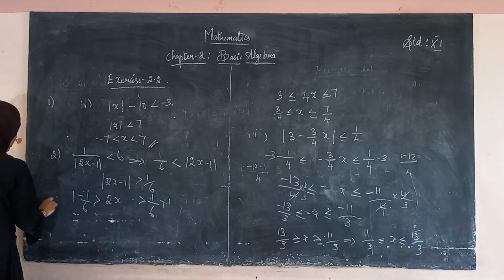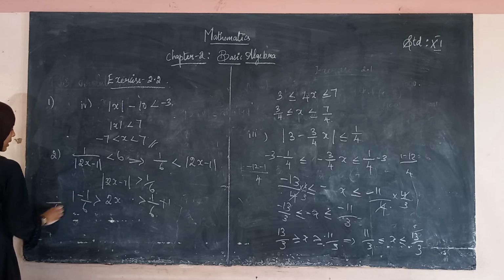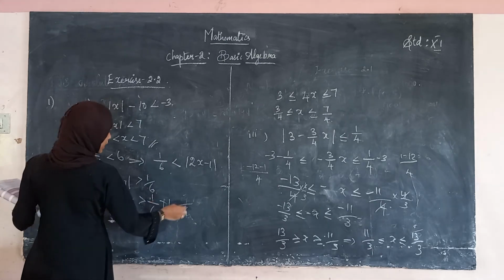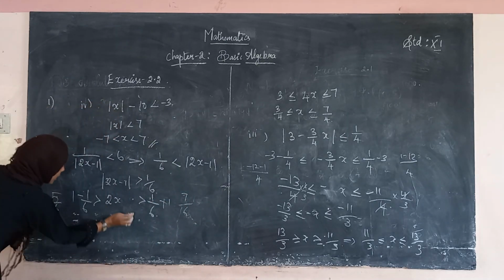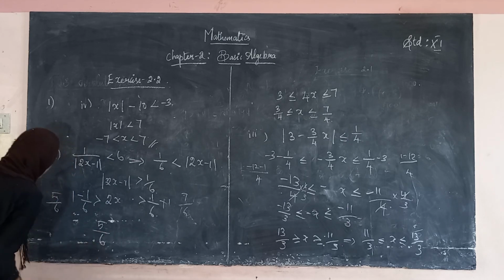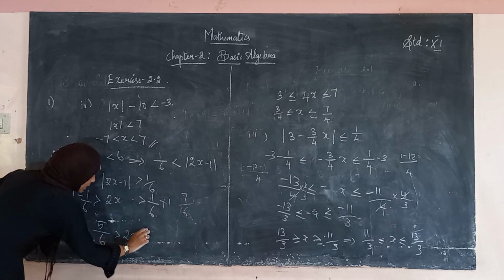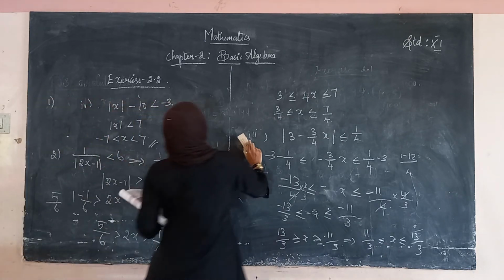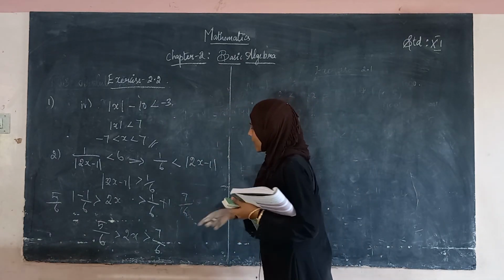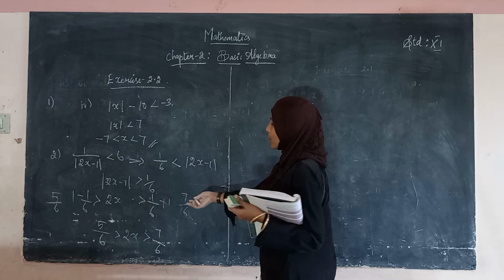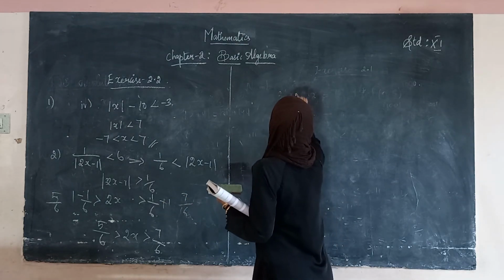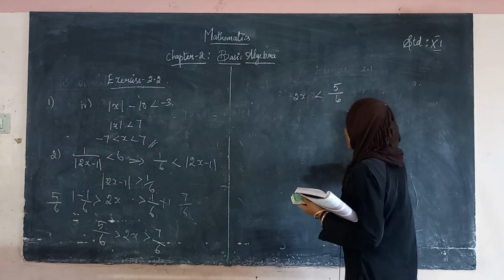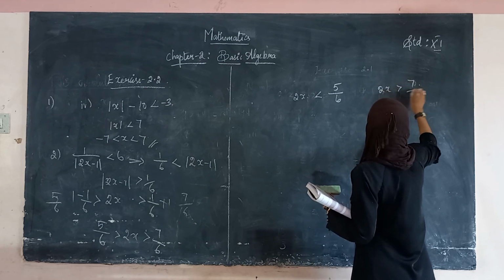Therefore 1 minus 6, here it is plus 1. The LCM is 6. 6 minus 1 is 5, 5 divided by 6. Here the LCM is 6, 6 into 6, plus 1 is 7 divided by 6. Therefore, 5 divided by 6 is greater than 2x, greater than 7 divided by 6. Now we can split this inequality. The first one is 2x is less than 5 divided by 6, and the next one is 2x is greater than 7 divided by 6.